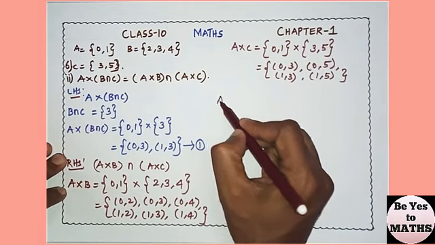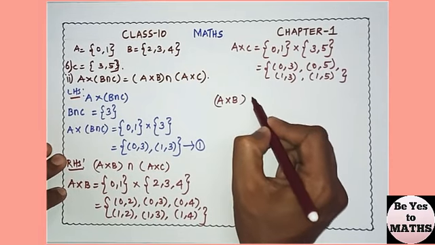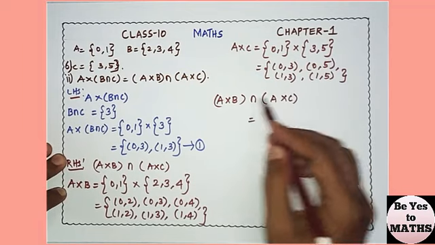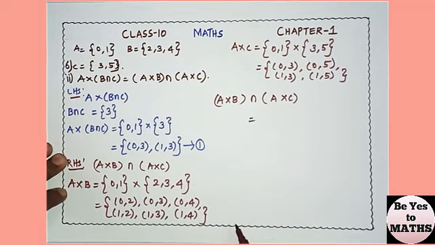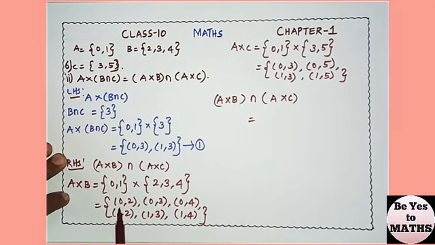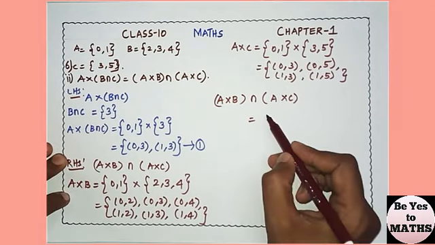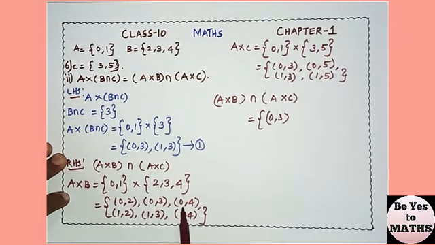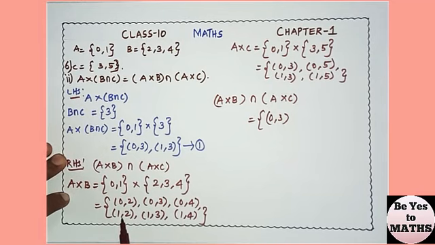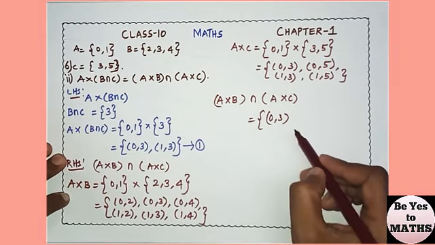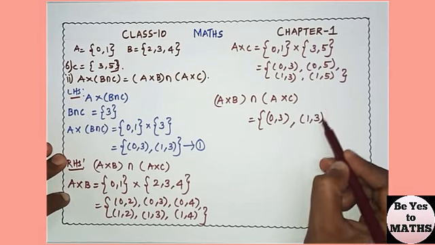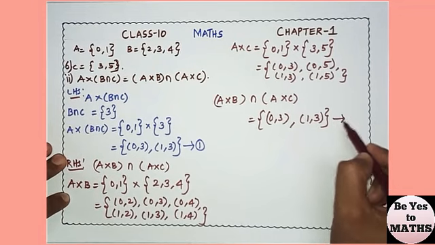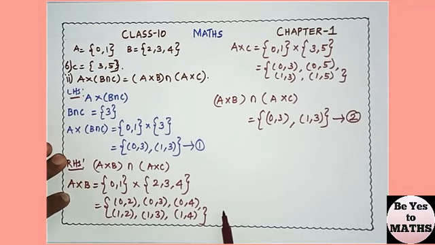Now (A cross B) intersection (A cross C). Here we see what elements are common in both the sets. (0,2) we don't have, (0,3) we have as a common element in both the sets, (0,4) we don't have, (1,2) we don't have, (1,3) we have as a common element, (1,4) we don't have. This is the right hand side. Right hand side is over. Take this as equation number 2.